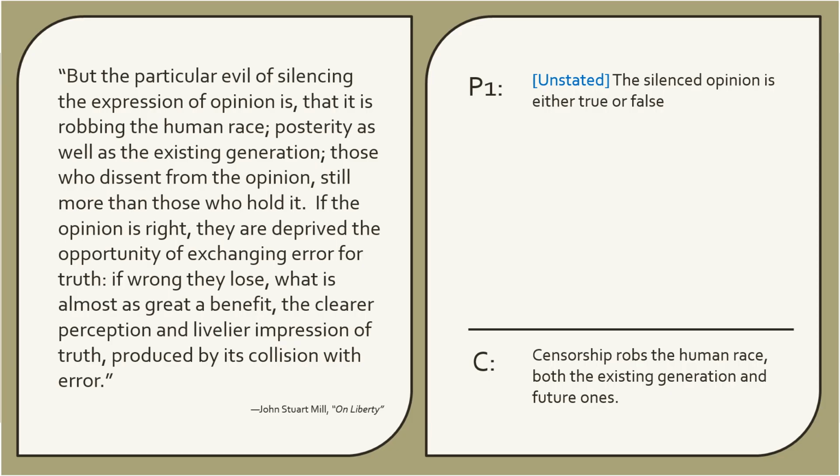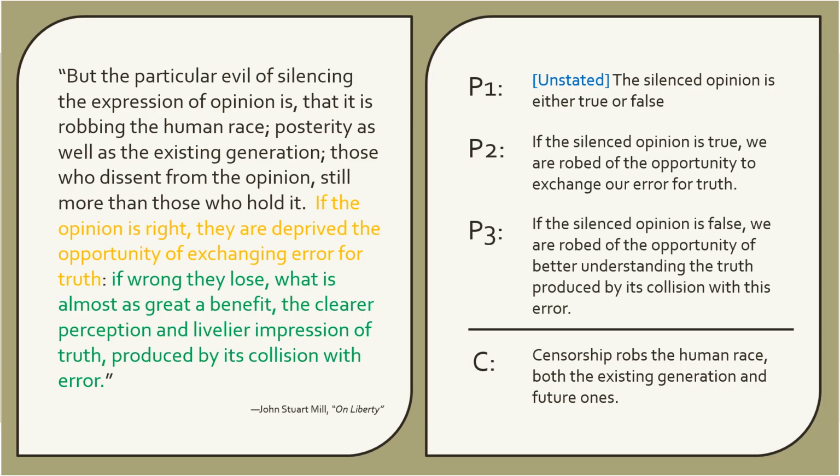And that unstated premise is essentially whatever censored opinion we have must either be a true opinion or a false one. And once we have that, we basically have two different conditional statements that will resolve those two alternatives, it being true or being false. So either the censored opinion is true or it's false. If it's true, then we're robbed of the opportunity of exchanging error for truth. And if it's false, we're robbed of a better understanding of truth. And notice what this leads to is censorship robs us no matter what.